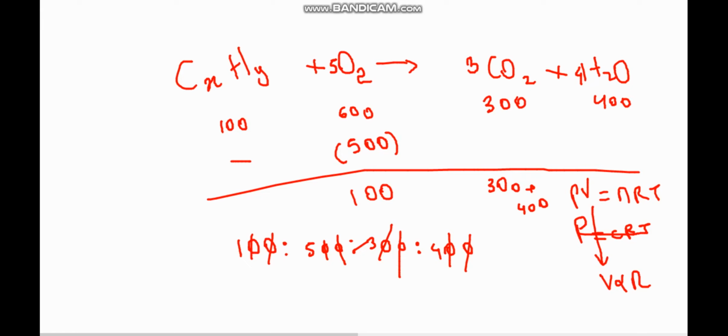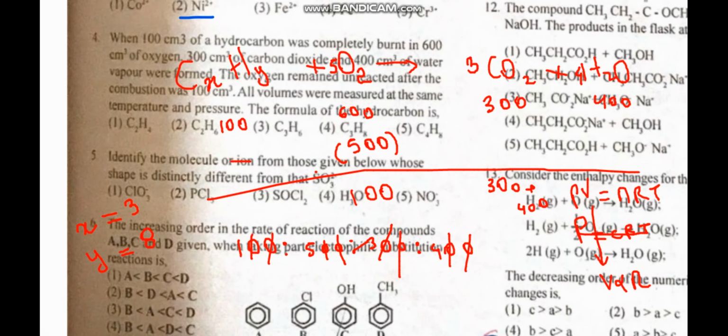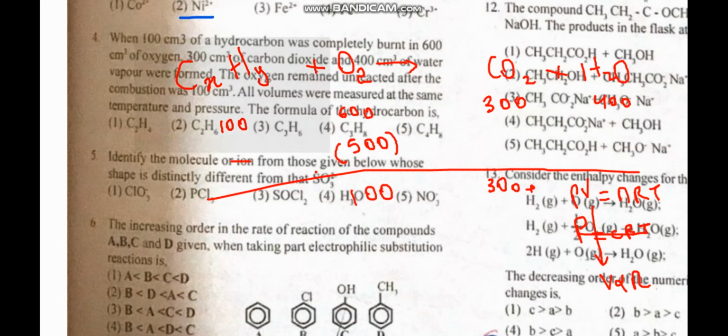So this is 1, and now you can find X and Y. You can see in the product side you have 3 carbon. Y you can find in the product side, there are 8 hydrogens. So C3H8 is the molecular formula of this unknown hydrocarbon. C3H8. So what is the answer? Fourth one, your answer is the fourth one.